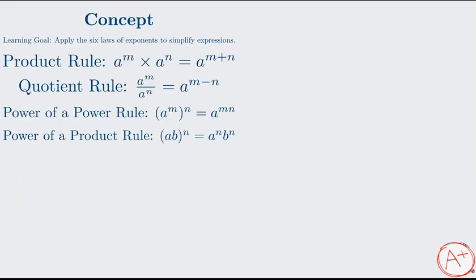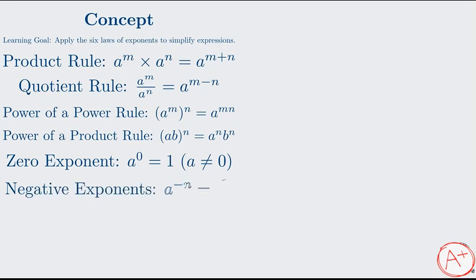Finally, we have two critical definitions. a^0 equals 1. Any non-zero base raised to the power of 0 is 1. And for negative exponents, a^(-n) equals 1 over a^n. A negative exponent represents the reciprocal of the base raised to the positive version of that exponent.